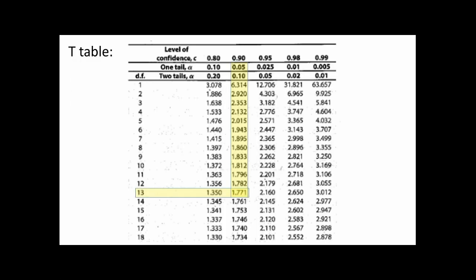From the t-table, we use 14 minus 1, or 13 degrees of freedom, with a one-tail test and an alpha of 0.05, which gets us a critical value of negative 1.771. We will reject H naught if our test statistic is lower than this critical value.